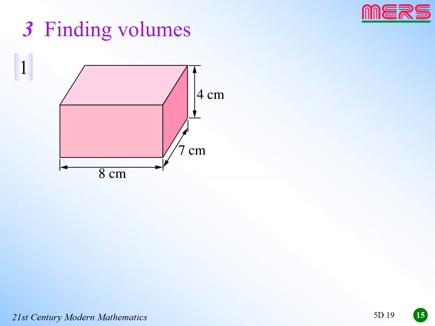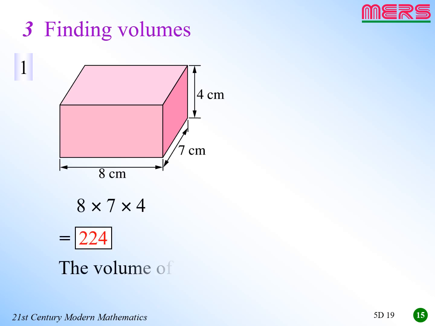Number 1. This is a cuboid. The formula for finding the volume of a cuboid is length times width times height. That is 8 times 7 times 4. The answer is 224. And the volume of this cuboid is 224 cubic centimeters.